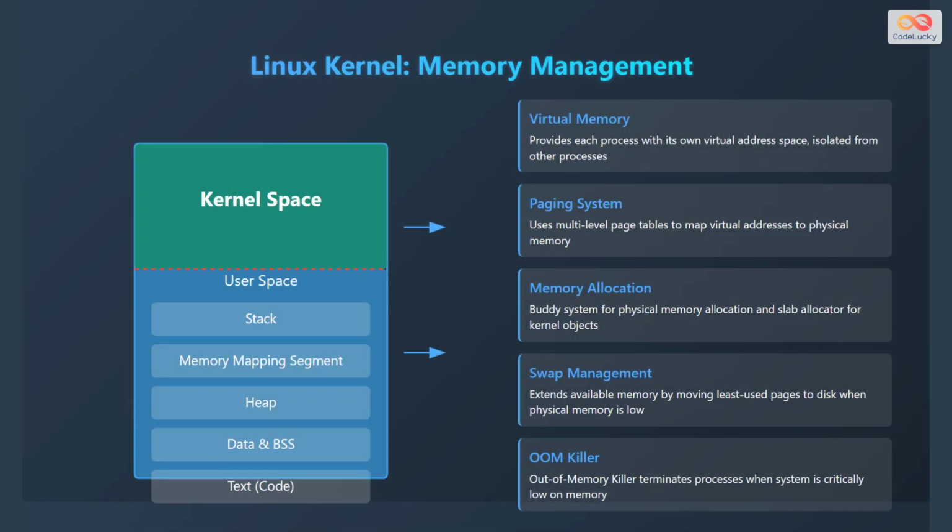Linux provides virtual memory, giving each process its own virtual address space, isolated from other processes. It uses a paging system with multi-level page tables to map virtual addresses to physical memory. For memory allocation, it uses a buddy system for physical memory allocation and a slab allocator for kernel objects. It also extends available memory through swap management, moving least used pages to disk when physical memory is low. Lastly, the out-of-memory, often abbreviated as OOM, killer terminates processes when the system is critically low on memory.